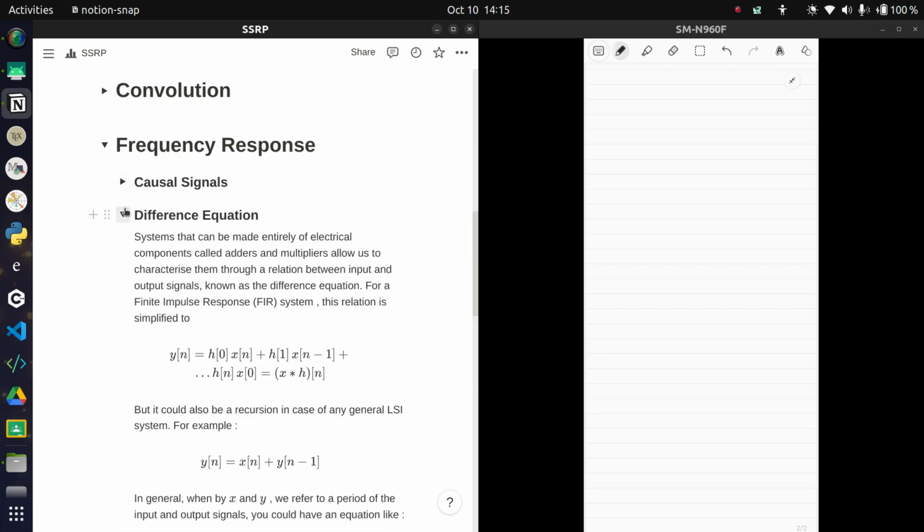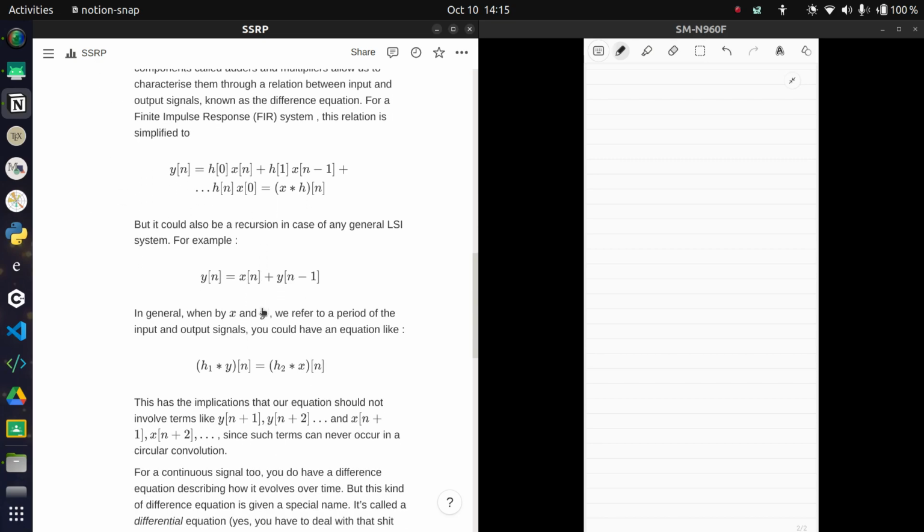A difference equation is basically an equation that models a system. In discrete cases it's basically a recursion, right? So for example, you would have something like this: y of n equal to h0 x n plus h1 x n minus 1 and so on till x0, right? So we can think of it as x star h of n. And h might not even go all the way till n. It would probably stop at hk, for example. But then you can just think of the further values being all 0, so this is still gonna work.